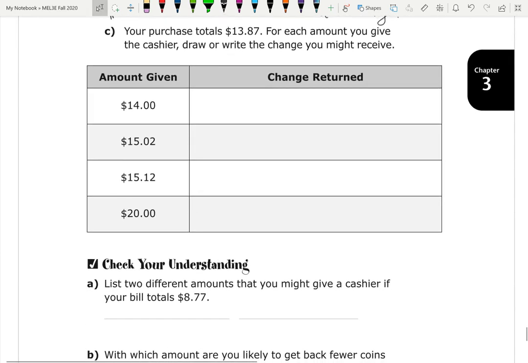Your purchase totals $13.87. For each amount you give the cashier, draw or write the change you might receive. So your total is $13.87 and you give $14. Again, using the counting up method, from 87 I want to get to 90, so that's 3 pennies. Then from 90 to $14 exactly, that's 1 more dime.